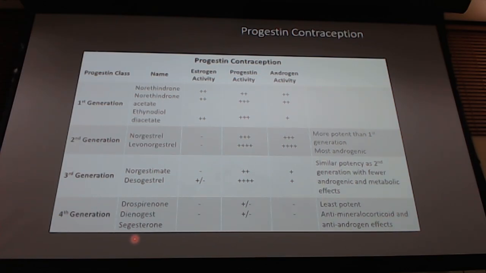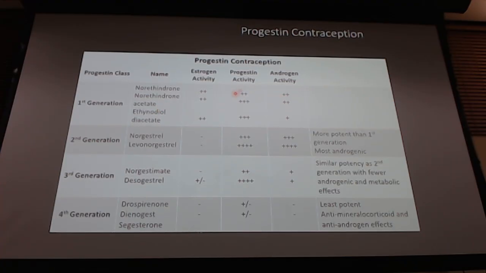Your drospirenone is your newest one, and it's only in one, the Annovera, or that ring that lasts for a year. That's the only one that's using this progestin right now. So when we look at our first generation, remember when we talked about our progestin effects? We said, hey, you can have an increase in acne, you can have some weight gain, bloating, all of those things. I want you guys to remember the general activity of these things when we're looking at them, like how much estrogen activity and how much progestin and androgen activity.